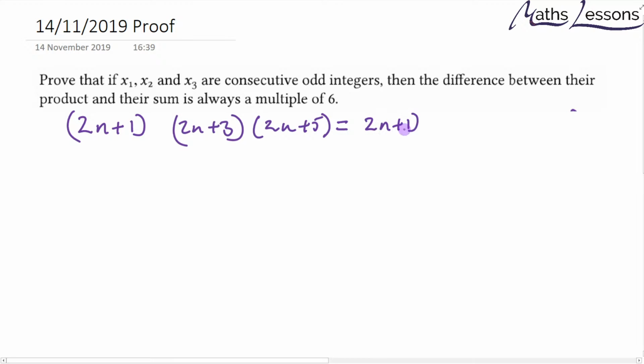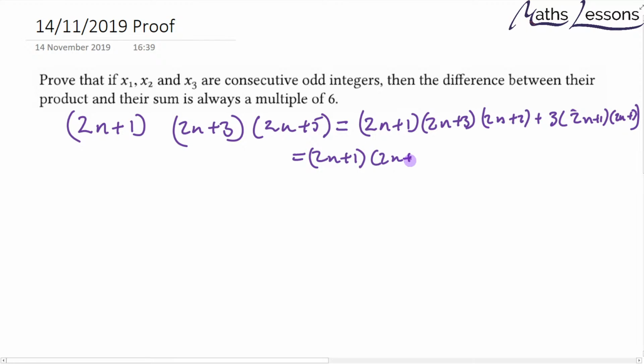We can do 2n plus 1 times 2n plus 3. And what I'm going to do is take off 3 of this, because that will give me 2n plus 2. And therefore, obviously, I've got to add on the 3 here times all of that. So 3 times 2n plus 1 times 2n plus 3 there. And I'm just going to reorder these a little bit so as to make it easy to see. So you've got 2n plus 1, 2n plus 2, and 2n plus 3.